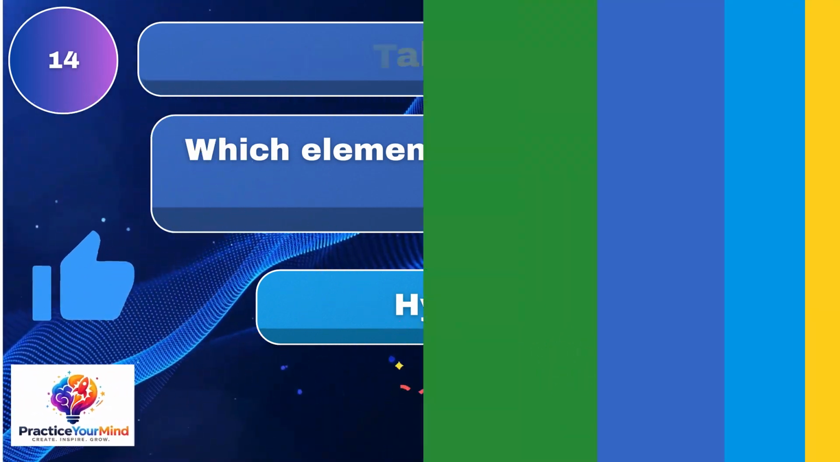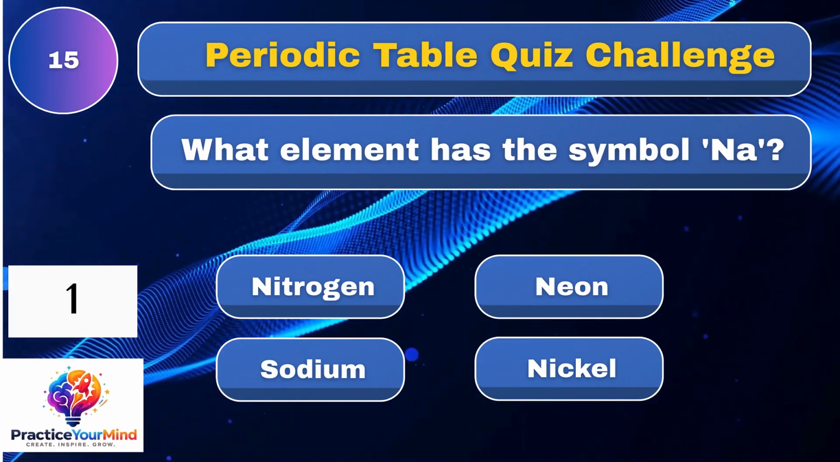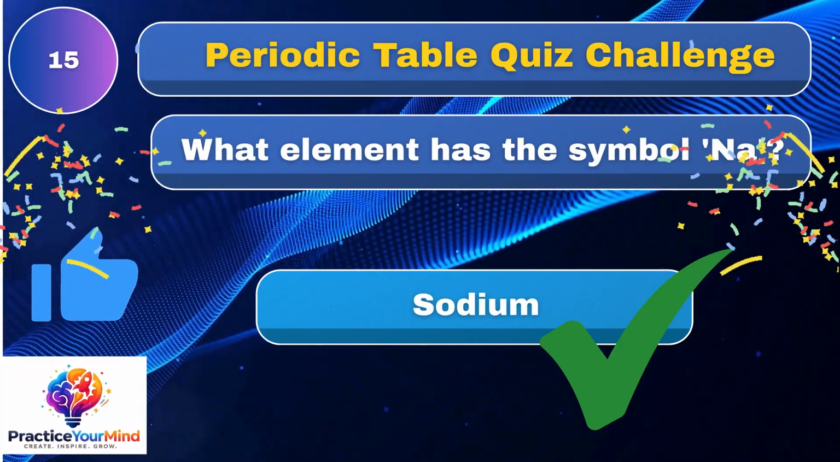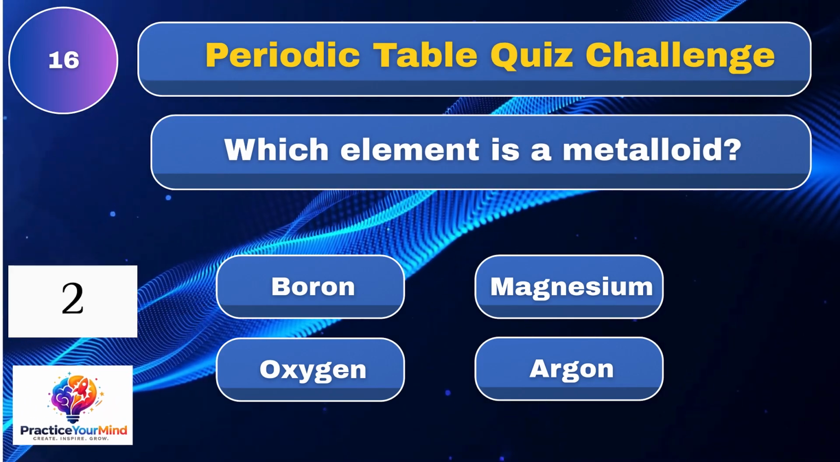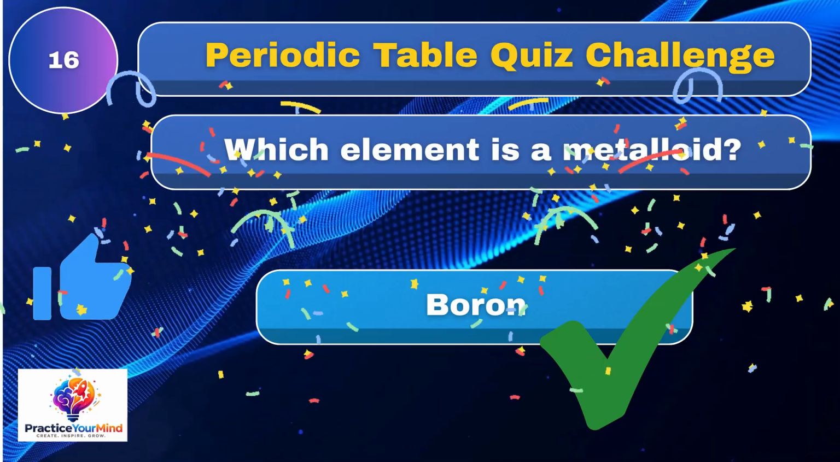Let's continue to question 15. What element has the symbol Na? Right. Na stands for sodium. Next question, question 16. Which element is a metalloid? Nice choice. Boron is a metalloid.